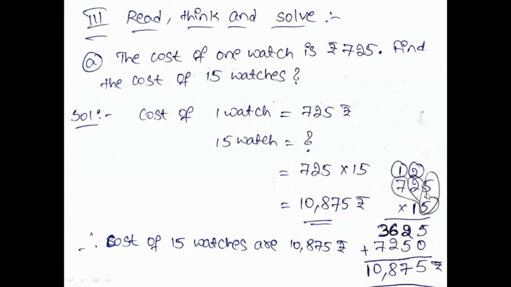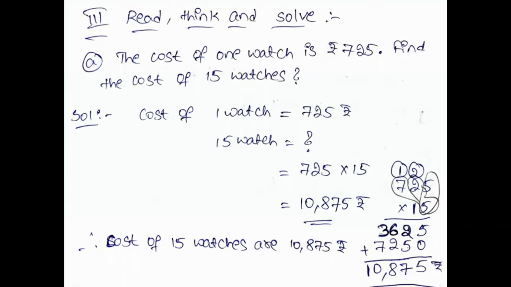5 is in ones place, 2 is in tens place, 7 is in hundreds place. Okay, now first ones place, 5 into 5, 25. 2 carry over. 2 fives 10. 10 plus 2, how much? 12. 1 carry over. 7 fives 35. 35 plus 1, how much? 36. Write as 3625. Okay, now we have to multiply with tens with ones.